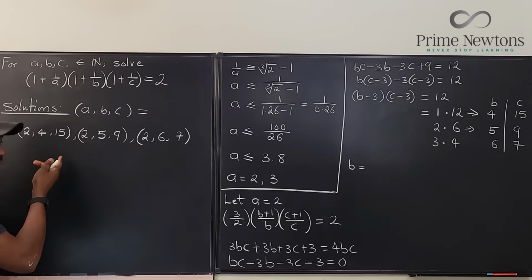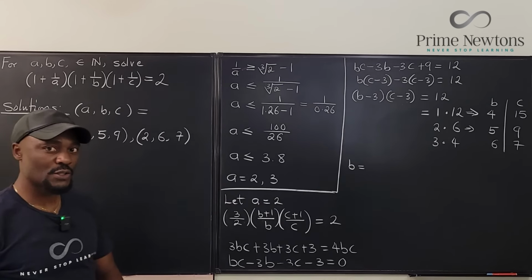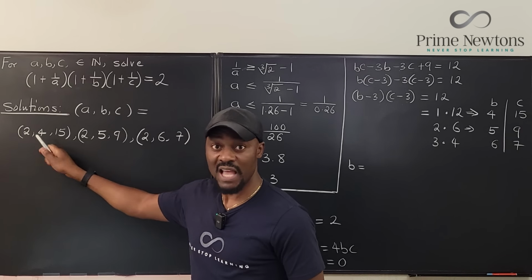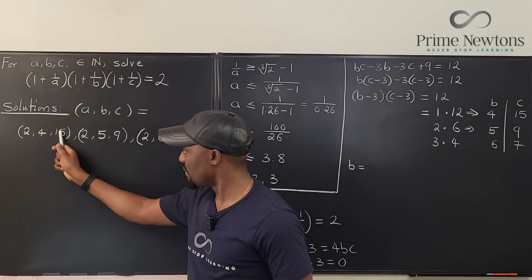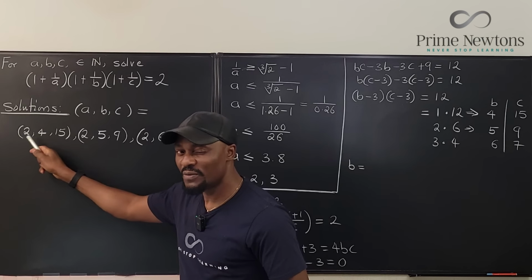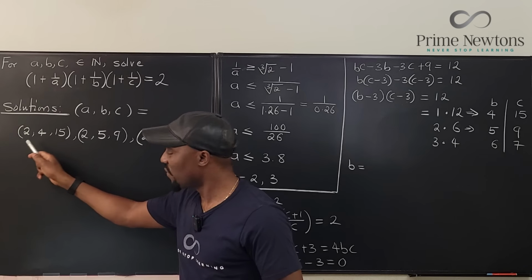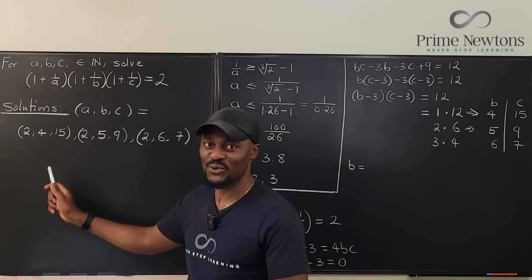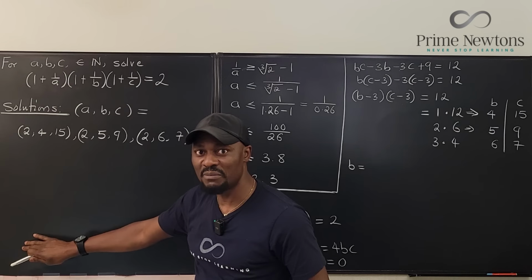If you do the permutation, this is 3 things, so you want to do 3 factorial. So there are 3 factorial arrangements of this. I can write them out. It's either 2, 4, 15 or 2, 15, 4 or 4, 2, 15 or 4, 15, 2 or 15, 4, 2 or 15, 2, 4. Those are the 6 possible combinations.